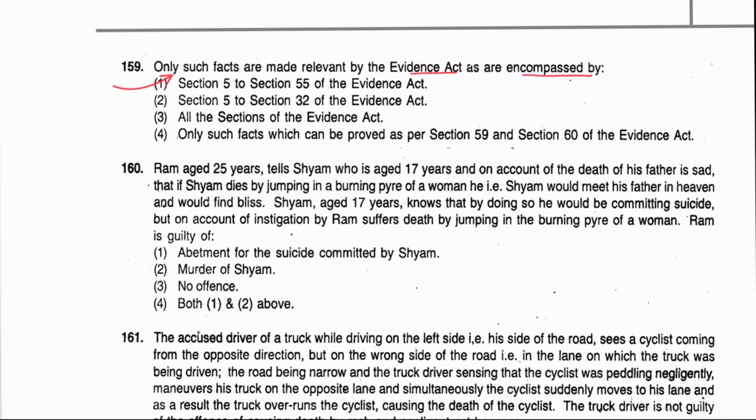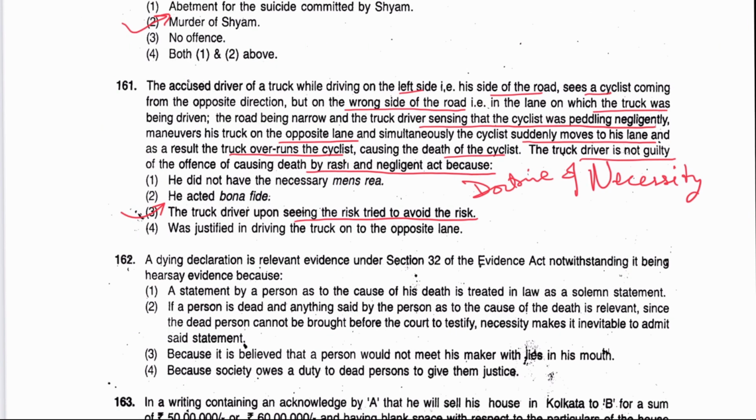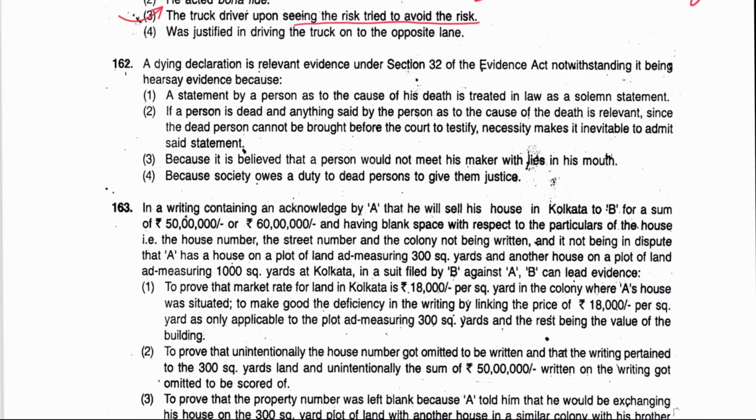Where is this written? It is mentioned in the Indian Evidence Act because relevancy of evidence is in Chapter 2 of Part 1, and Chapter 2 is from Sections 5 to 55. Next is 162. Dying declaration is relevant evidence under Section 32 notwithstanding being hearsay evidence because if a person is dead, anything said by the person as to the cause of death is relevant since the dead person cannot be brought to the court to testify. So 2 is the answer.